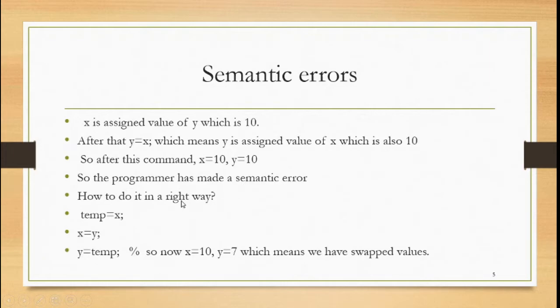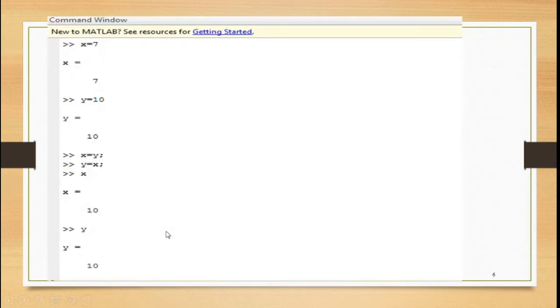How can we do it in the right way? Well, we will define another variable which is called a temporary variable. The temporary variable is assigned the value of x. x is assigned the value of y, and the temporary variable which had the initial value of x has now been assigned to y in this third line of code. So now after this, x will be 10, y will be 7, which means that we have swapped the values.